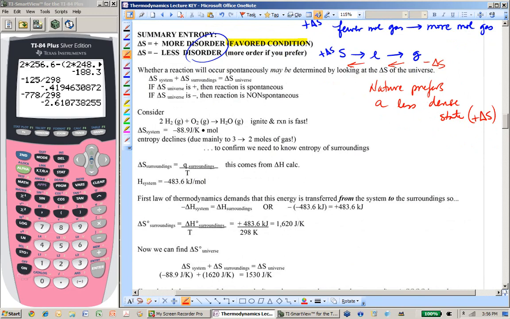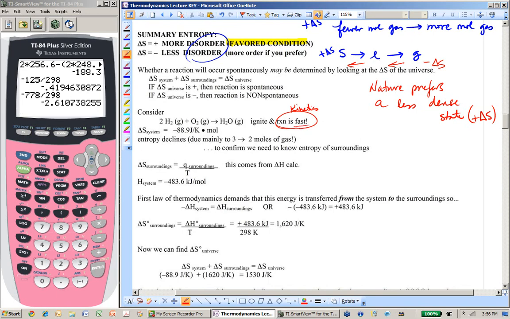So whether a reaction is going to occur spontaneously or not can be determined by looking at the delta S of the universe, just the sum of the delta S of the system plus the delta S of the surroundings. If the delta S of the universe is positive, the reaction is spontaneous. If it's negative, the reaction is non-spontaneous. So we have an example. A good buddy, hydrogen gas plus oxygen gas yielding water. If we ignite this and give it a spark to get over the activation energy hump, then the reaction is spontaneous, and consequently it's very fast, but thermodynamics would not tell us that. This fast business is all about kinetics. This is just an observation at this point.